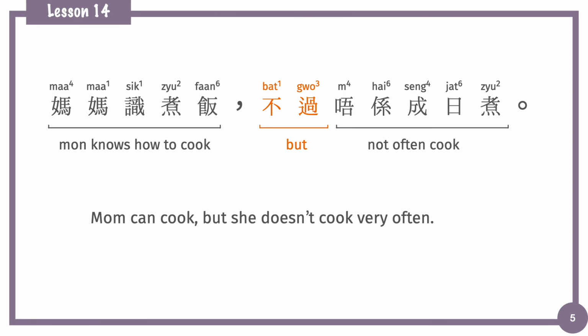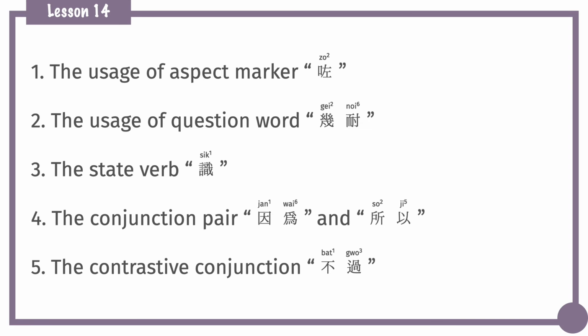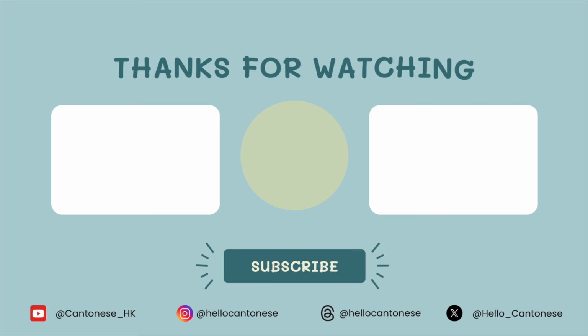Okay, that's all for today's lesson. We have talked about the usage of aspect marker 咗 and the question word 幾耐. Then we have the state verb 識. After that, we have the conjunction pair 因為 and 所以. 因為 for giving reason and 所以 for giving result. And finally, we have the contrast conjunction 不過.